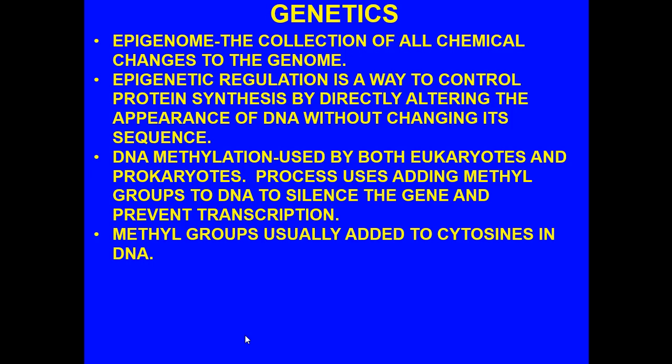Okay, so this is what happens. You have something called DNA methylation. This is only one version of epigenetic regulation, and this methylation process is used by both eukaryotes and prokaryotes. It's a process that adds methyl groups to DNA to basically silence the gene and prevent transcription. Methyl groups are usually added to cytosines.